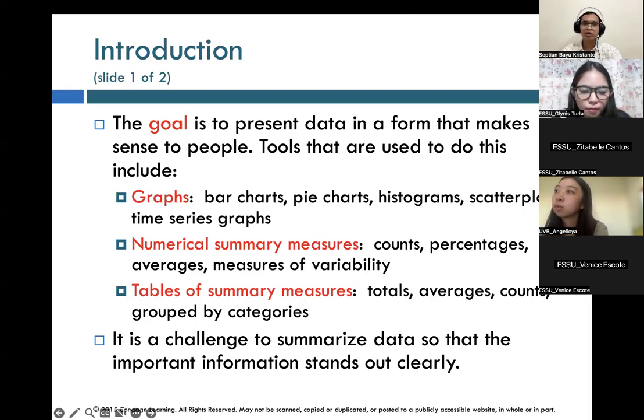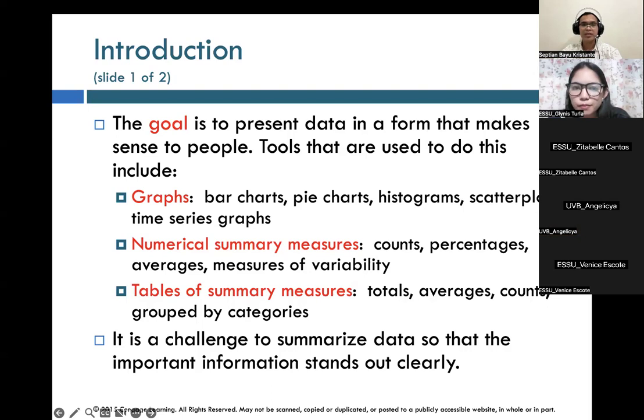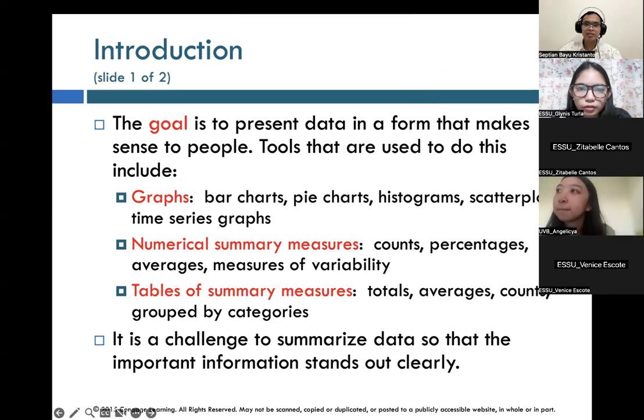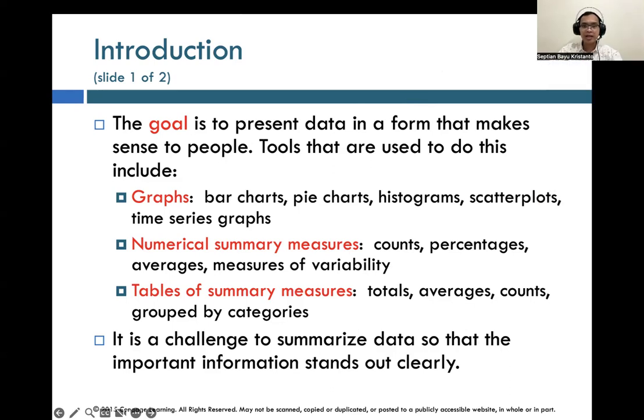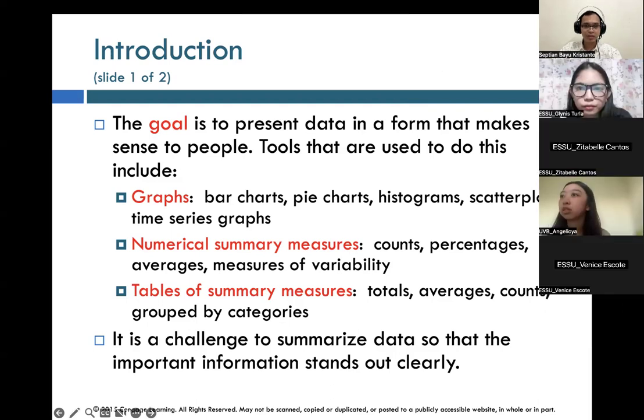The first part is graphical data. You can choose a familiar chart like the bar chart or a pie chart. If your data is constructed in percentages, you can use pie charts, or you can use a histogram, also the scatter plot and the time series graphic. If you have data with numerical measures, you can present it in counts or percentages, and with advanced statistical analysis using the average or the variability.